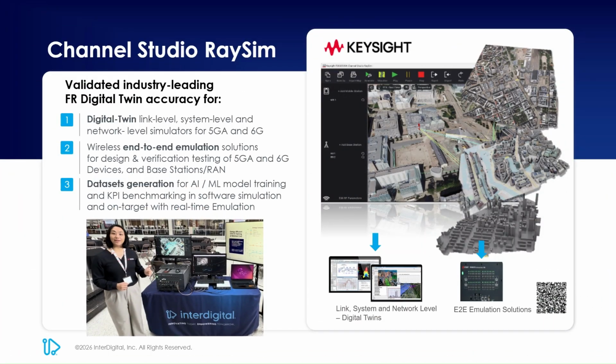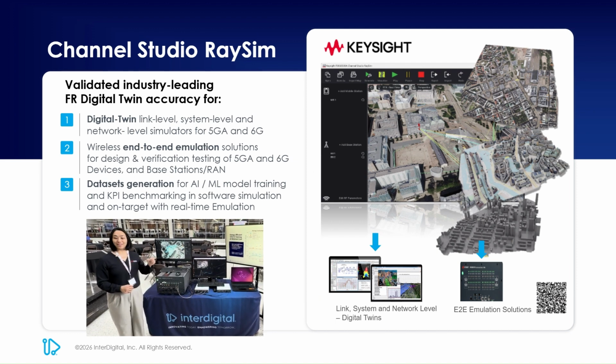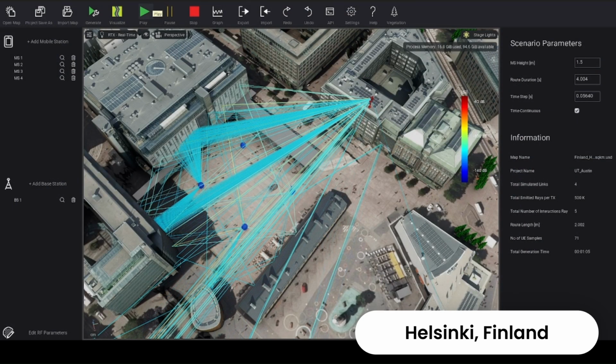As our wireless systems are moving towards advanced 5G and 6G, traditional stochastic channel models are no longer sufficient to capture real-world channel propagation behavior. So Keysight RaySim is a deterministic physics-based ray tracing approach to create a high-fidelity RF digital twin of an environment. We model real geometry, materials, propagation effects, mobility, and extreme MIMO behavior.